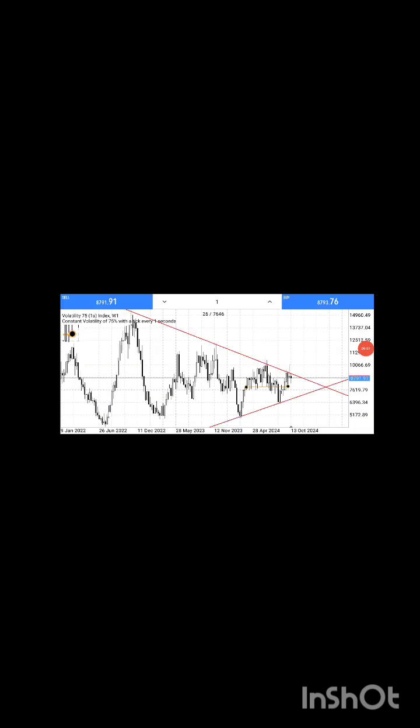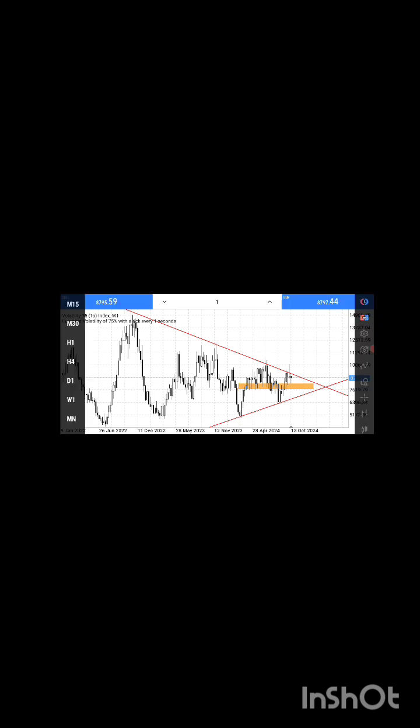You can also see this internal resistance. This is a support. For now, it's a support. So when price pushes towards the support, it creates a buy signal. So you should take note of all this. It is called structural analysis, right?